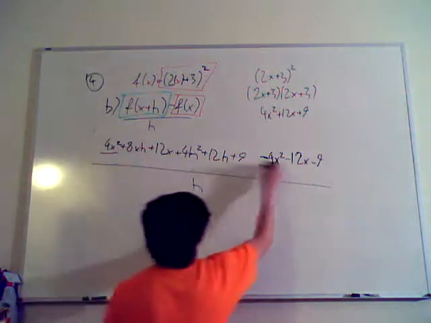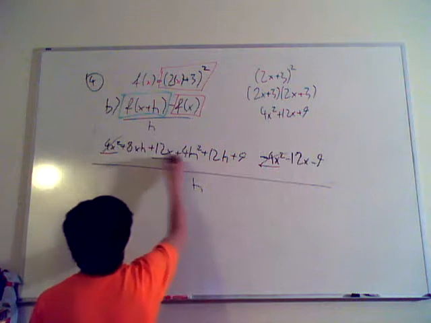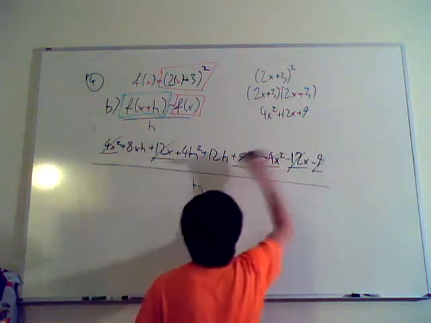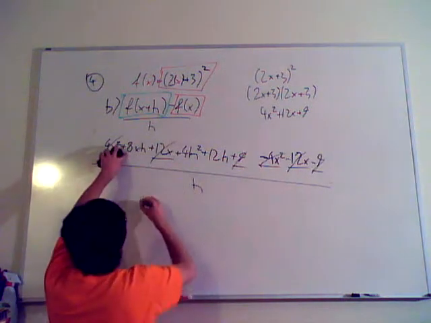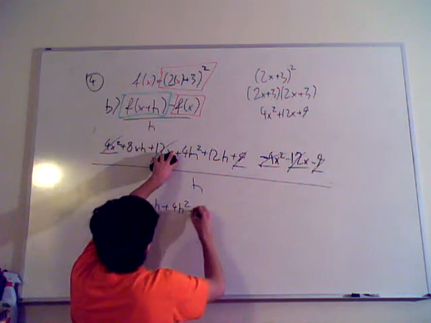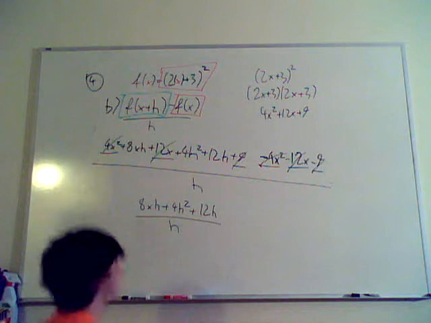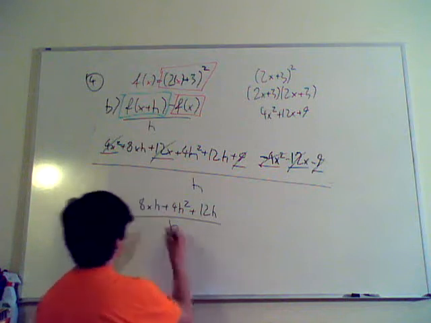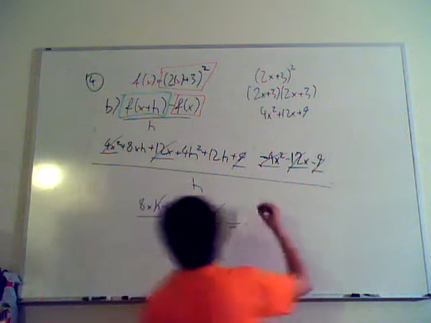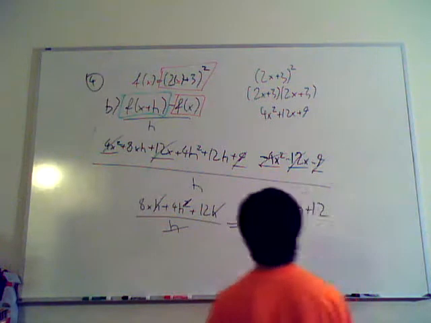So 4x squared, you got here with negative 4x squared, gone. 12x with negative 12x, gone. 9 with negative 9, gone. So you're left with 8xh plus 4h squared plus 12h over h. And look at this, there's lots of h's, which can go away. So h cancels with h, with squared, with h. You are left with 8x plus 4h plus 12.